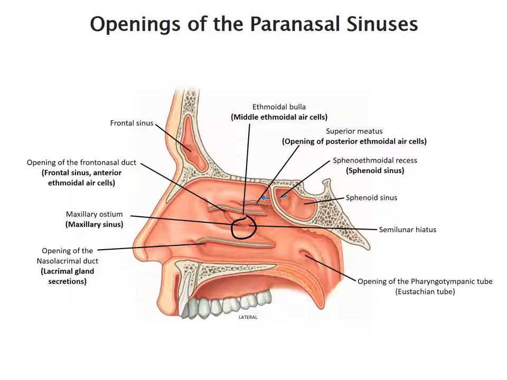And the last major opening into the nasal cavity is from the nasolacrimal duct, which empties into the inferior nasal meatus, just underneath the inferior nasal concha. This is how tears are drained from the eye to the nasal cavity. And lastly, I'll also mention within the nasopharynx is the opening of the pharyngotympanic tube, or the opening of the eustachian tube. This opening is what allows for pressure equilibration between the middle ear cavity and the nasal cavity, or specifically the nasopharynx.